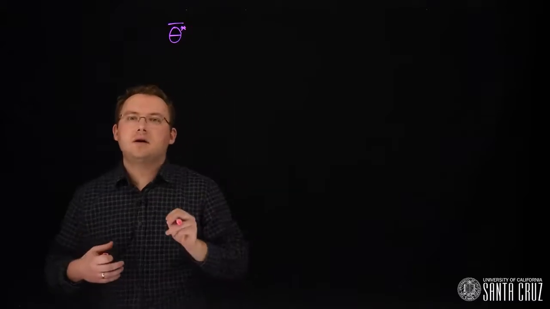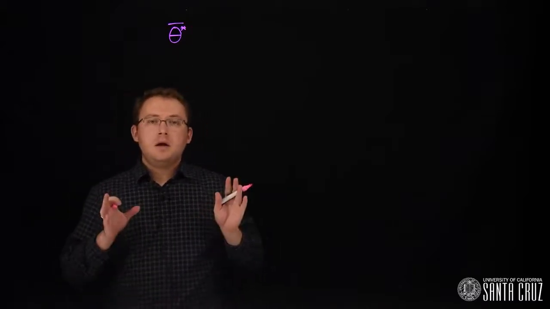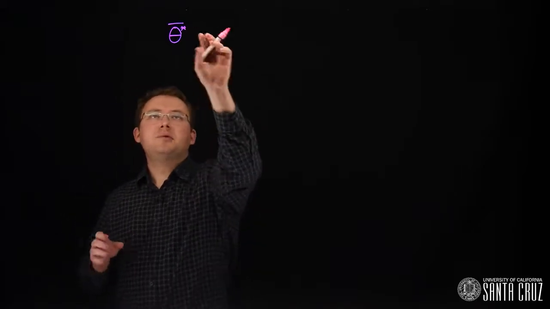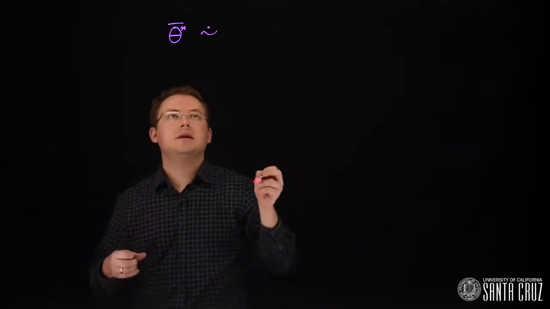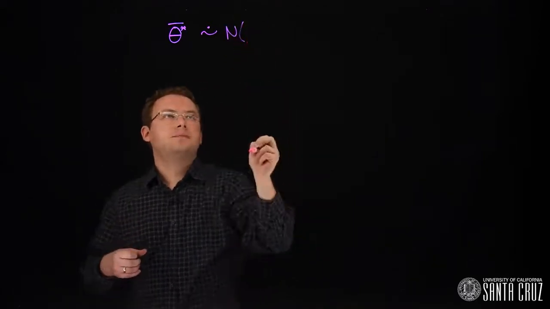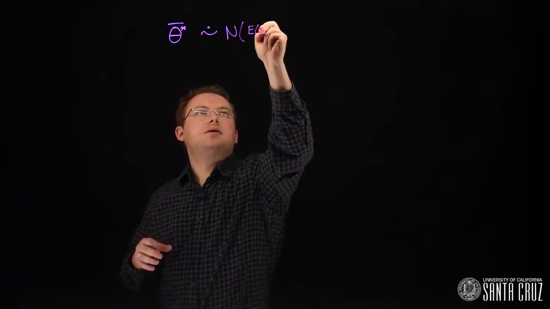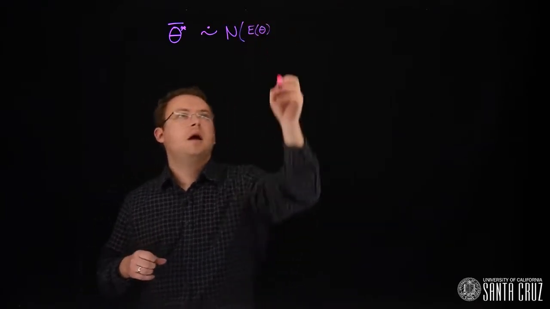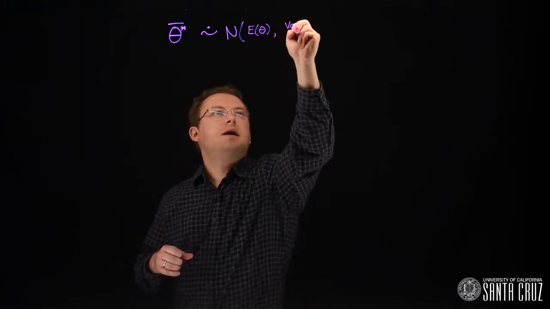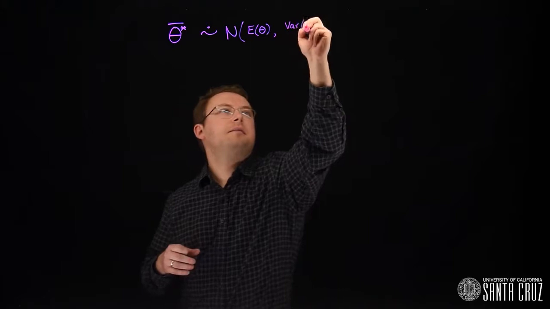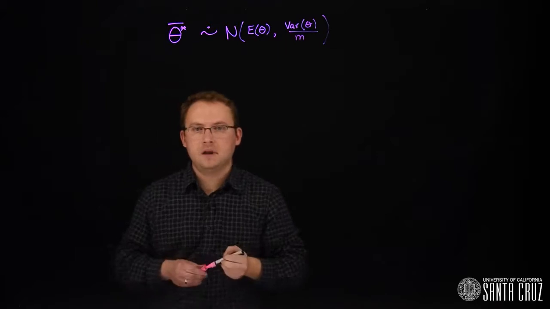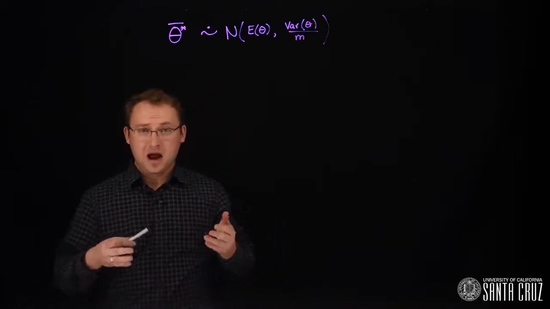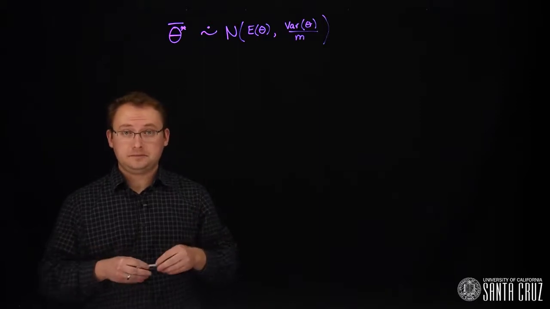For example, if we're looking for the expected value of theta, then we can take the sample mean. In the last video, we called this theta star bar. By the central limit theorem, the sample mean approximately follows, I'm going to use this symbol to denote approximately distributed, a normal distribution, where the mean is the true expected value of theta, and the variance is the true variance of theta divided by our sample size m. The variance tells us how far our estimate might be from the true value.